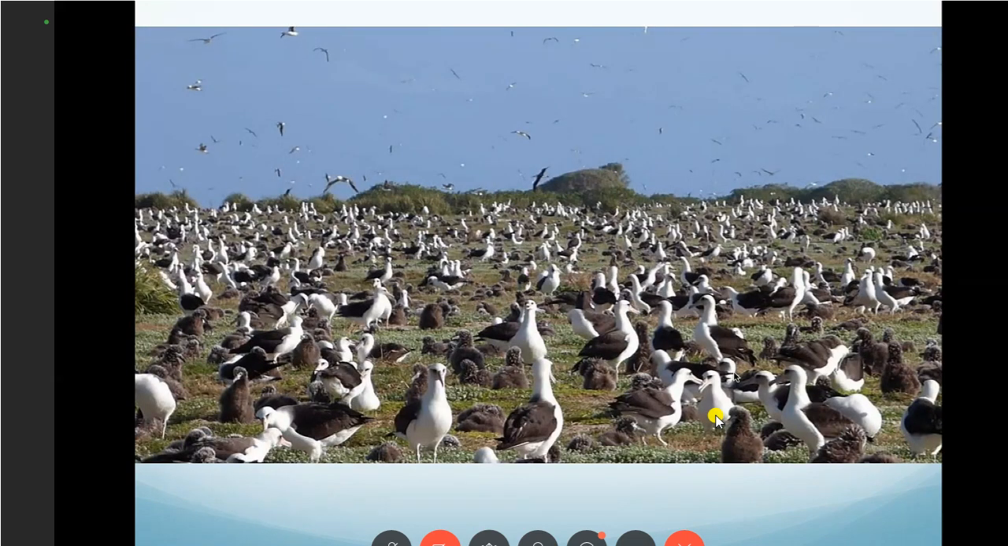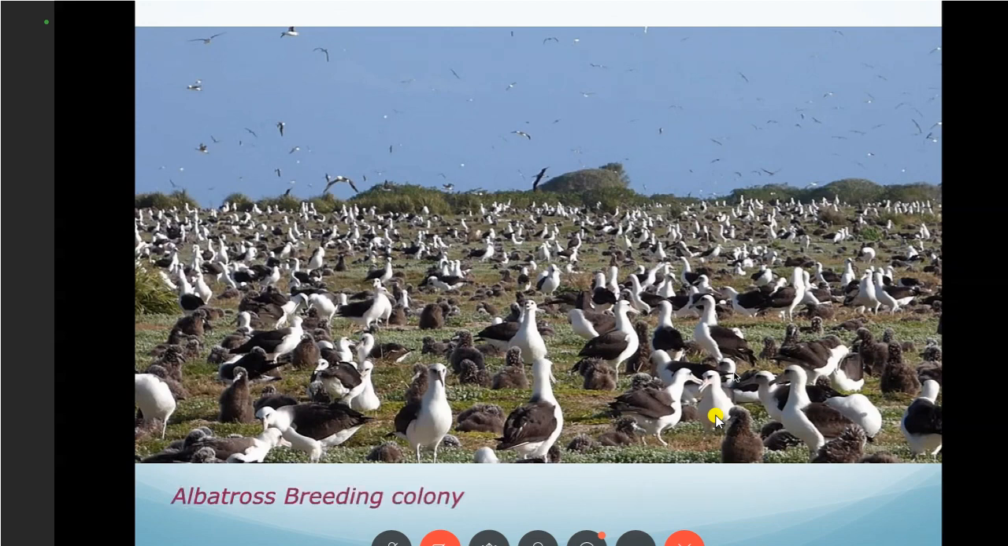So just look at this albatross colony over here. These are Laysan albatross. This is a pic from a small island called Midway Atoll in the Pacific. And look at the numbers. It's mind-boggling. To get to see this would be really amazing.